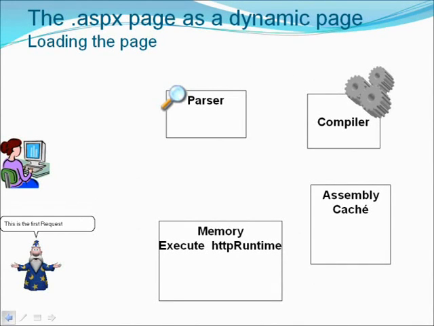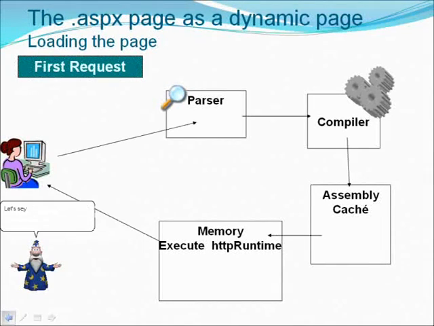This is the first request. Let's say this person is in Australia. Here is what the request process would look like. The visitor requests a page from the web server. Prior to sending a response to the client, the server analyzes the requested page. This is the parser's job. After the parser does its job, the page needs to be compiled.